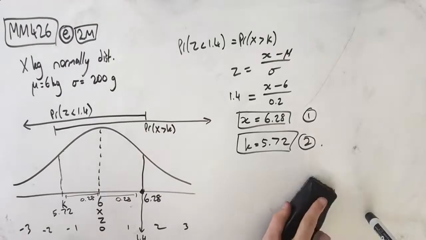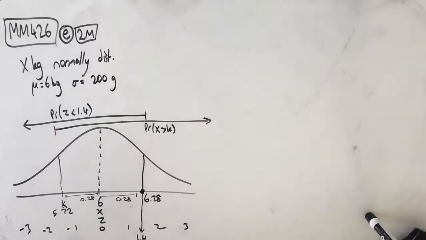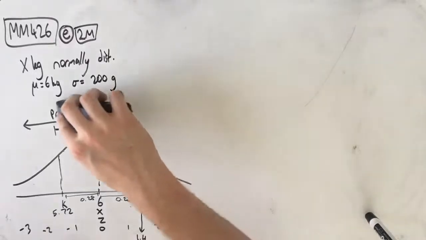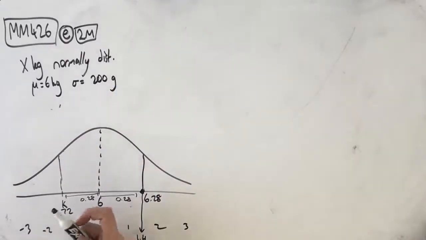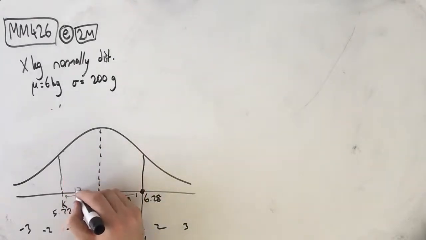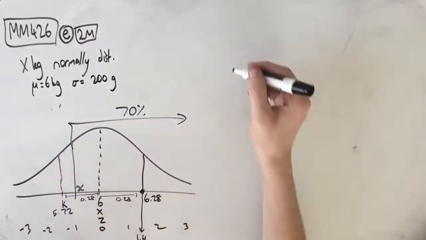Part F is a 1 mark question and says 70% of these balls are heavier than X kilograms. Find the value of X correct to 2 decimal places. Cool. So let's actually just get rid of this as well. We can say that 70% of them are heavier than X kilograms. So let's call this X here. And we're saying that 70% of them are heavier than that, right?